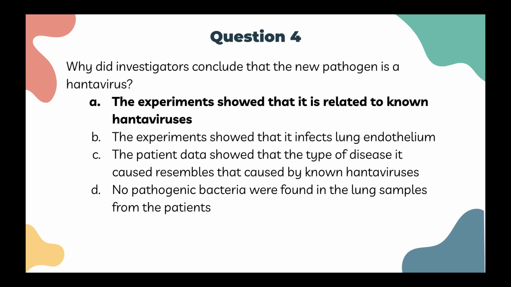Option B is incorrect. Any pathogen type can infect lung endothelium. This isn't really telling us anything about whether the pathogen is a hantavirus or a bacteria or a fungi. Option C is wrong. The known hantavirus causes kidney disease. The new virus causes pulmonary disease. Option D is wrong just because experiment 3 showed that it wasn't a bacteria that infected the lung epithelial cells, doesn't automatically prove that the new pathogen is a hantavirus. Does that make sense?